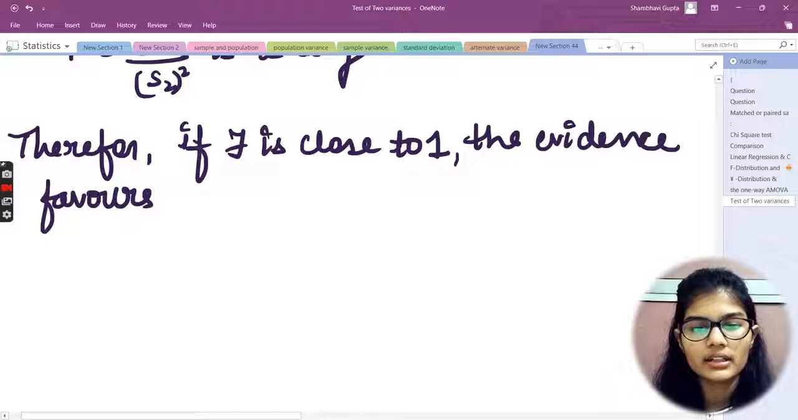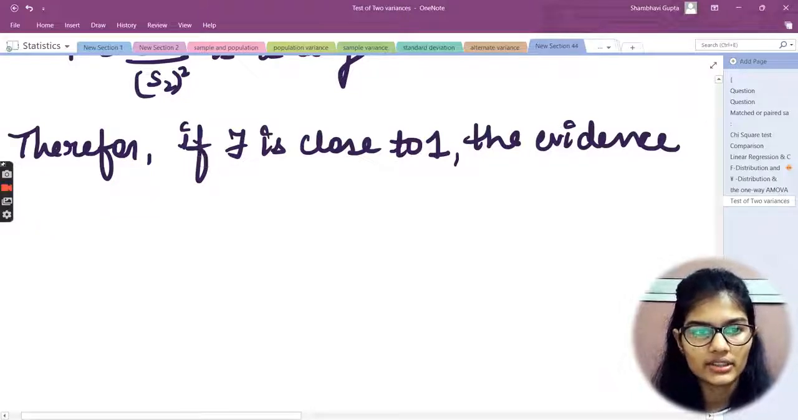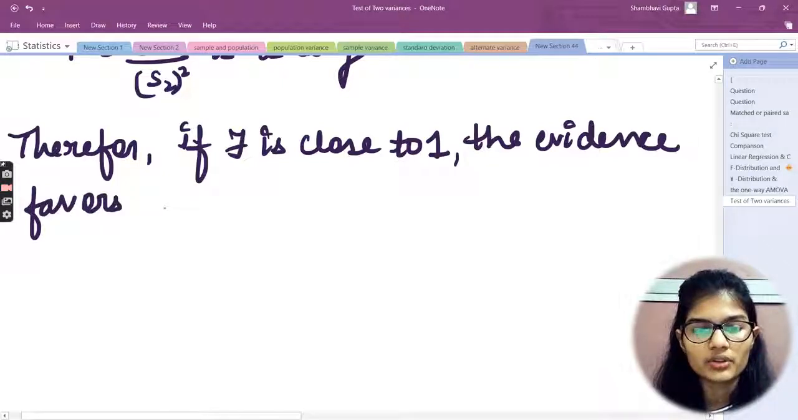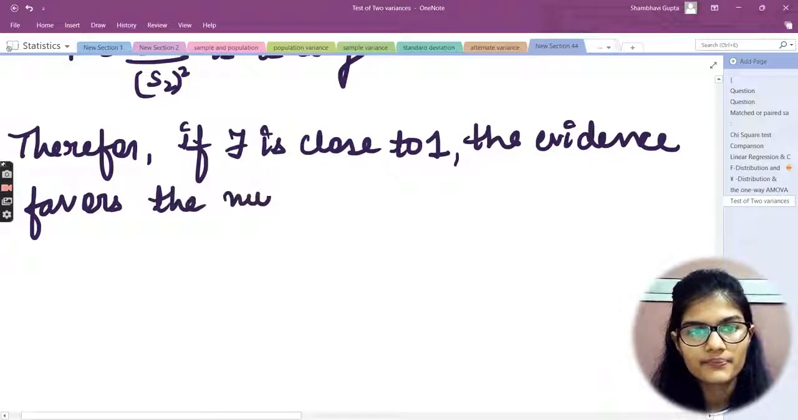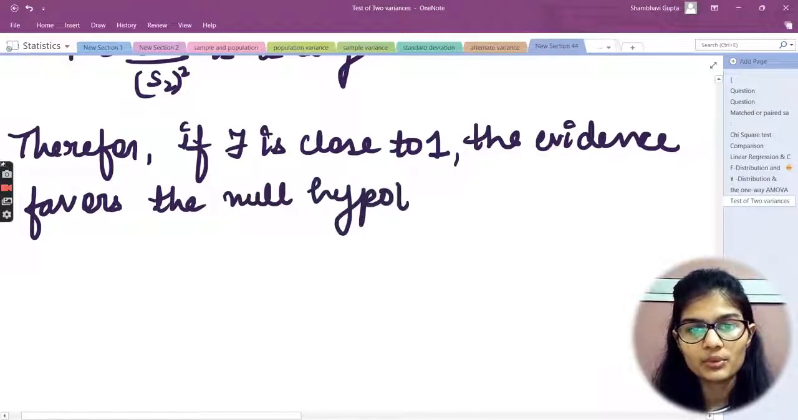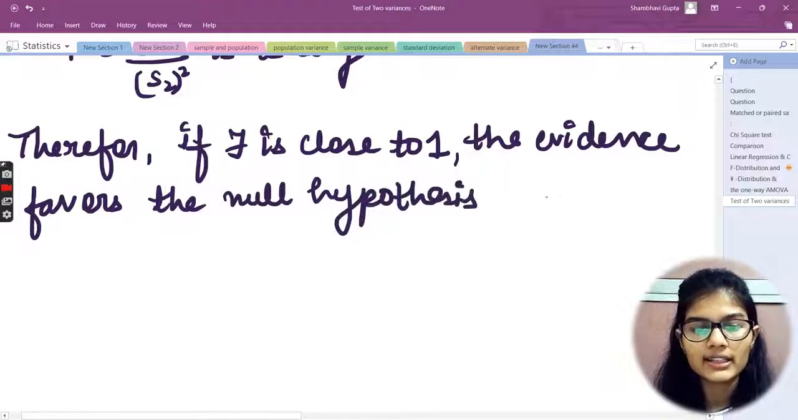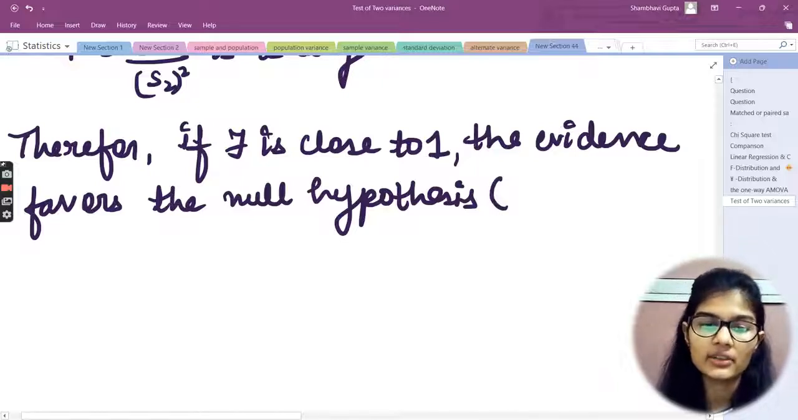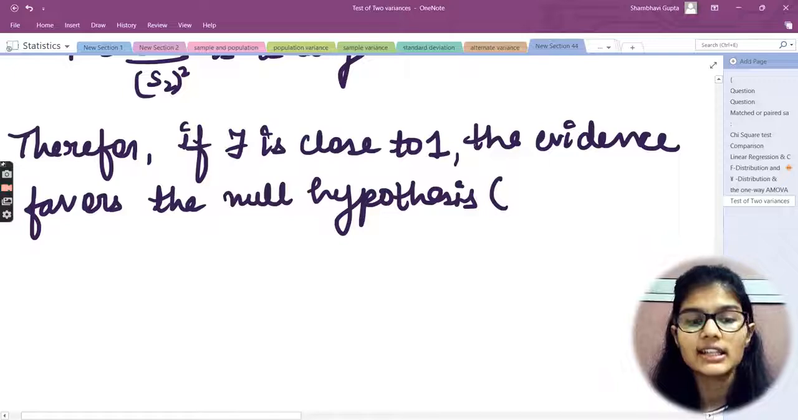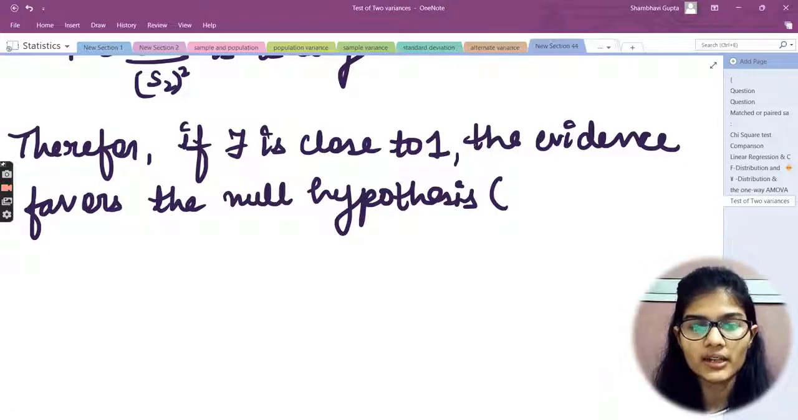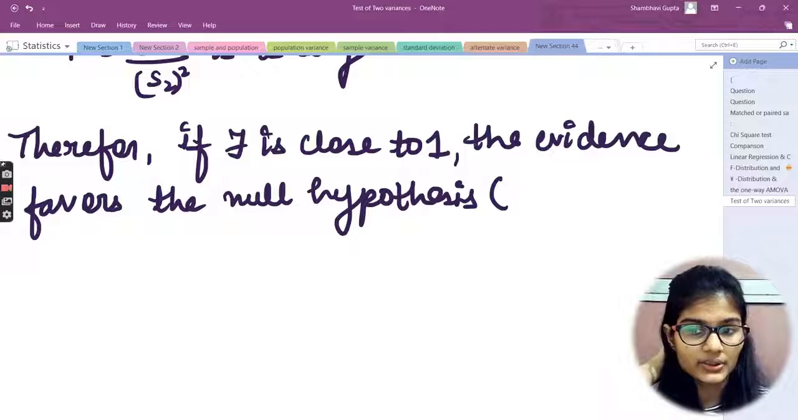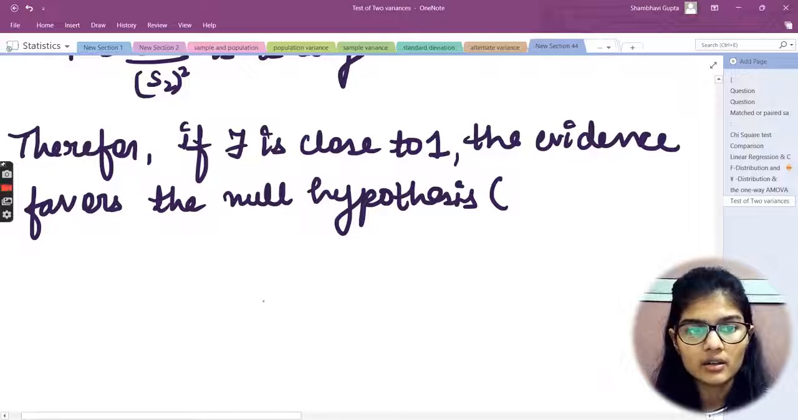the evidence favors the null hypothesis. But if F is much larger than 1, then the evidence is against the null hypothesis. I hope I am clear with all of the things I mentioned here.